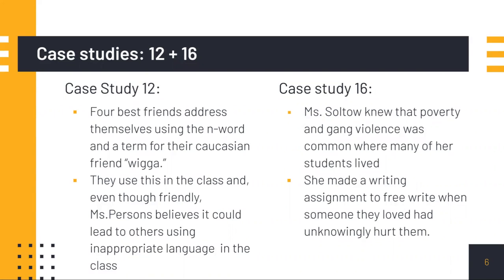For case study 16, Miss Soltow knew that poverty and gang violence was common where many of her students lived. She made a writing assignment to free write about when someone they loved had unknowingly hurt them. One of the students stated an example of when his brother got shot twice in gang violence, and then he cried, and then a bunch of other people told similar stories, and then they did a free write. So she could have easily followed up with her students saying, I'm a mandatory reporter, but these are the things that I could maybe help you with and things that could benefit you.